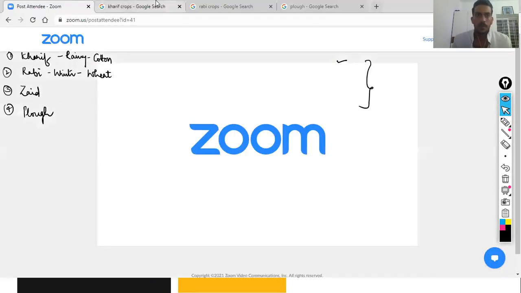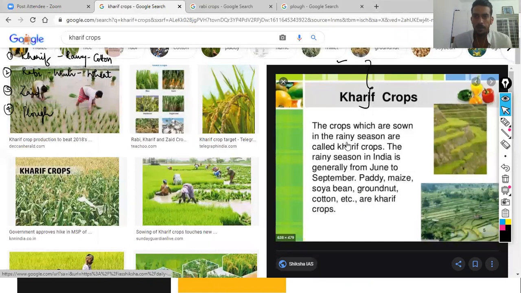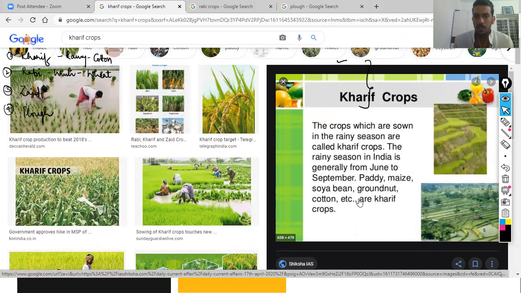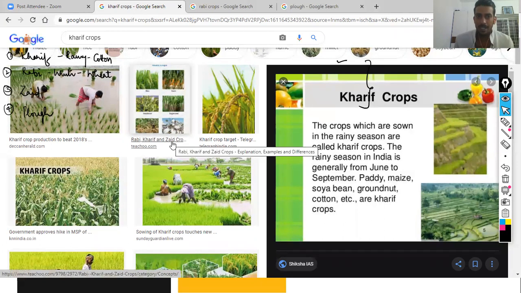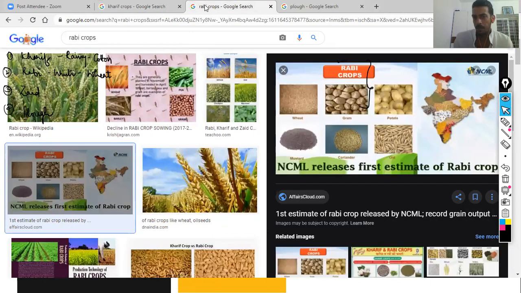Right. So here, if you can see, this is a kharif crop. Kharif crops include paddy, maize, soybean, groundnut, etc. We also have something called zaid. Zaid is an intermittent of both of them. And then we have rabi. Rabi has wheat, grams, potatoes, coriander, oat, mustard, etc.